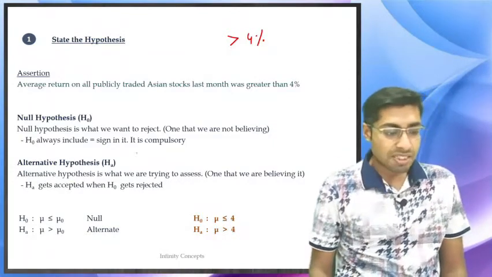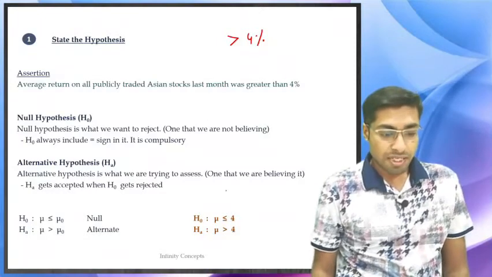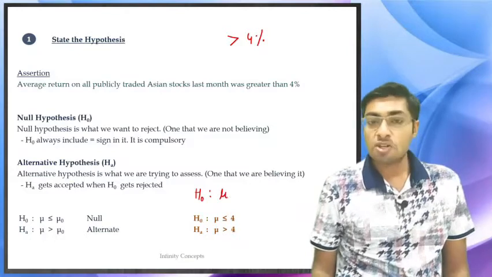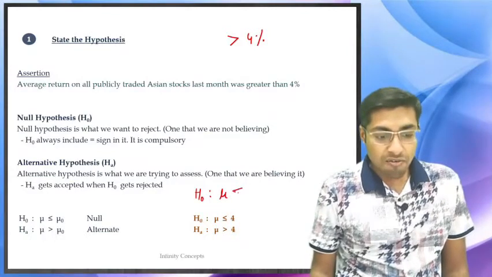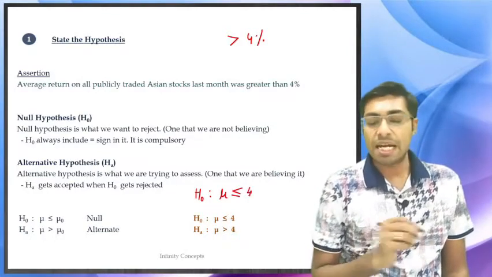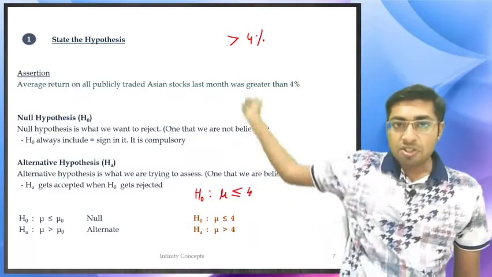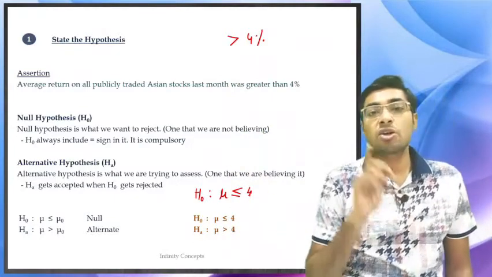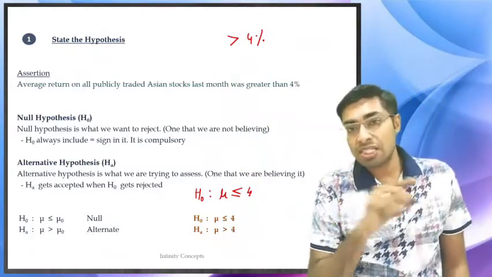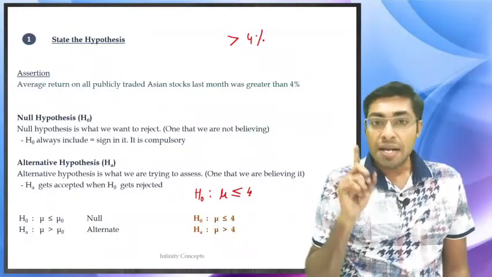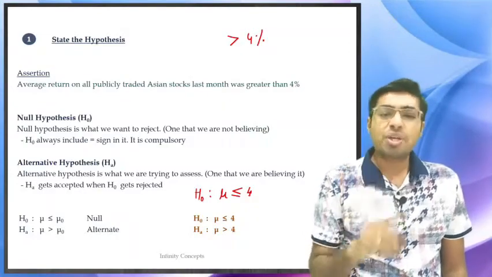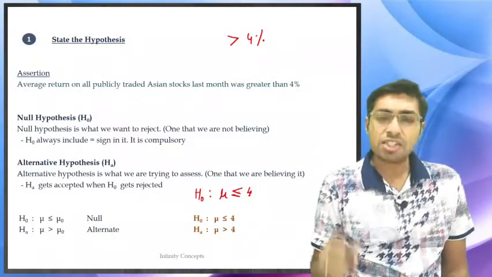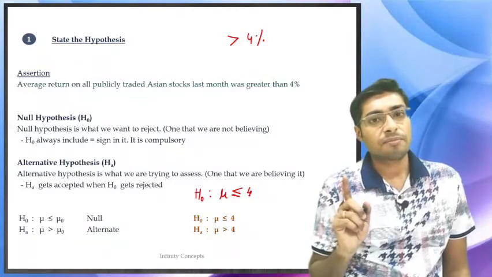So the null hypothesis will be, over here it is written, your null hypothesis will be mu, where mu is your population mean, less than or equal to 4%. Is this opposite of what we have said in our statement? Yes. So your null hypothesis is something that is opposite of what is there in your statement. Remember, a null hypothesis is something which should definitely have some sign of is equal to. This equal to sign should come in your null hypothesis.